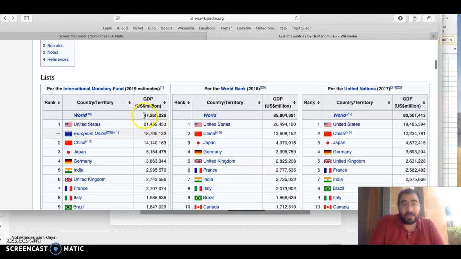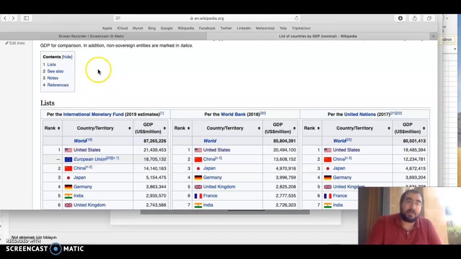So, world GDP is $87 trillion. Around one-fourth of it is produced in the United States. Around 20% is produced in China, maybe less than 20%. You can calculate that number.